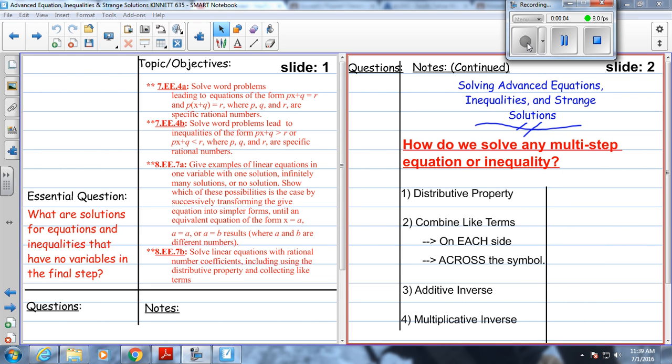Hello, students. So today you can see that the standards line is really large on what we're learning today. I am actually going to ask that you copy all four of those down in this lesson. So what we're going to focus on is some advanced equations.